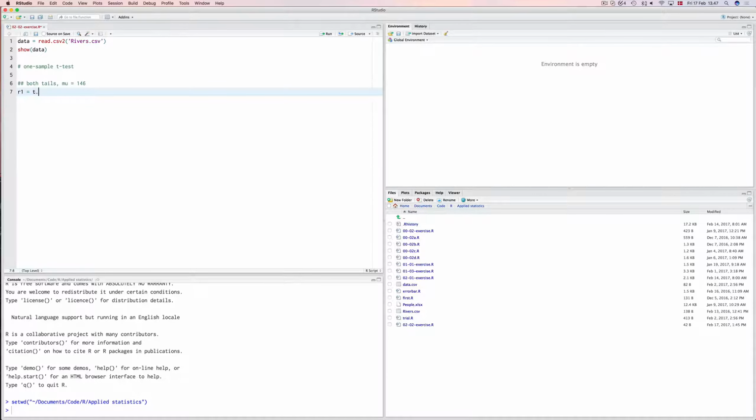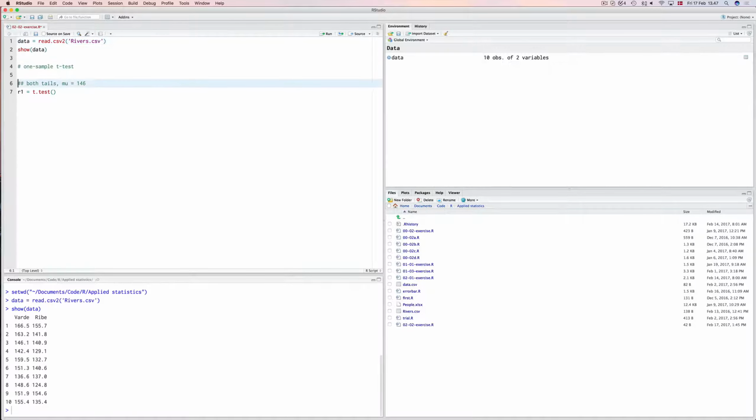So we have t-test, then we provide the sample. I already got the data, so I have to run this one. It will be data VADE. By default, it tests for mu equal to 0, okay? So if you want to change this, you have to specify the mu, in this case 146. And then you don't have to do anything else, because by default it assumes both tails.